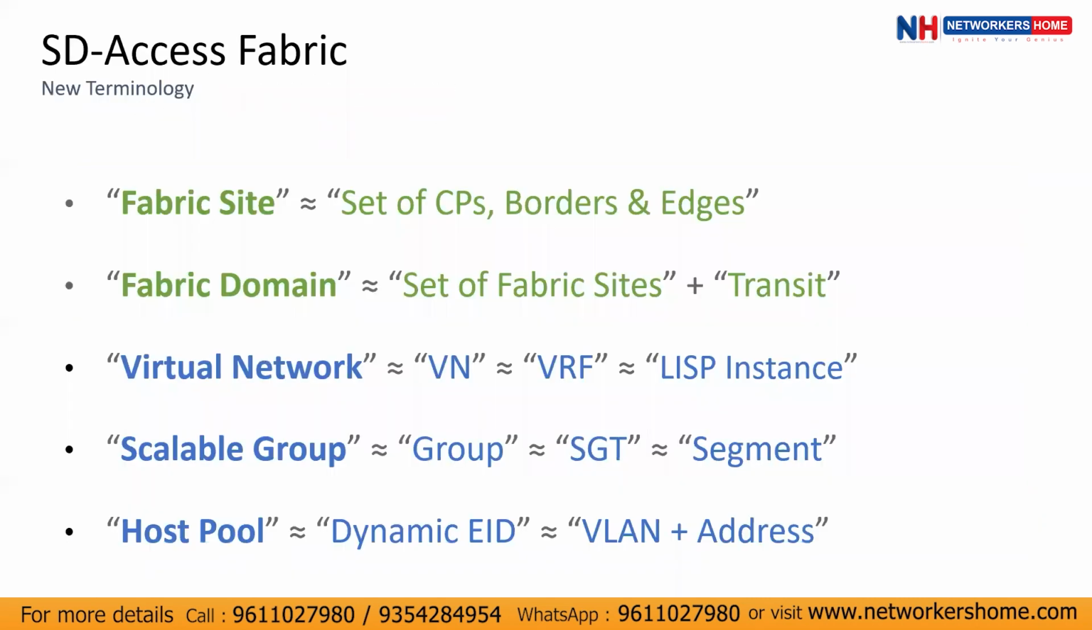Now, on the fabric side, we have a set of control planes, borders, and edge nodes. Then the fabric domain would be a list of fabric sites, or it could be a single site. Based on the deployment and the size of the network, you can define your fabric domain. In one domain you can have a couple of fabric sites, or if a customer has a standalone deployment and a small setup, it could be a single fabric site in one fabric domain.